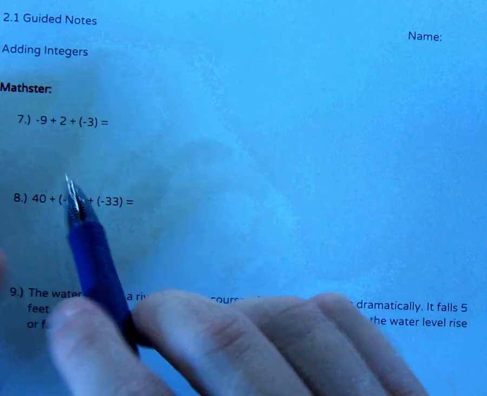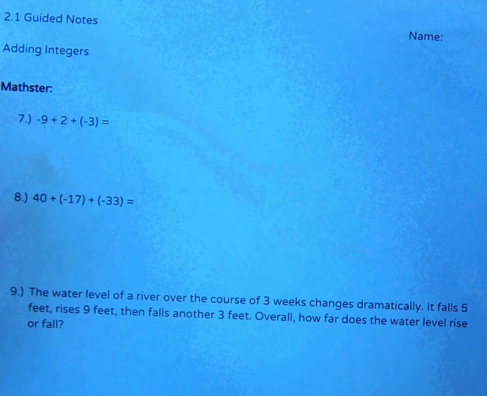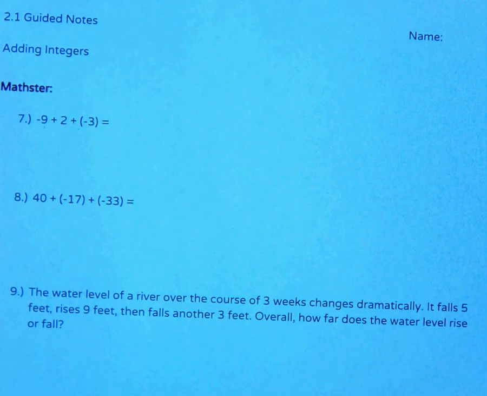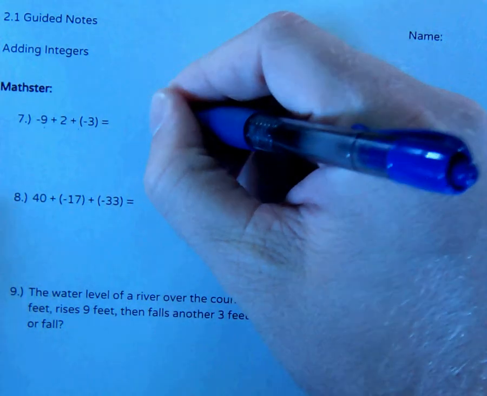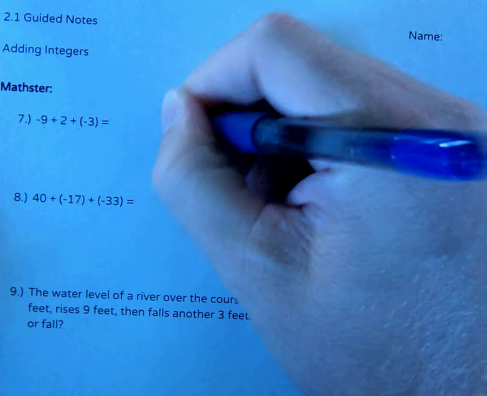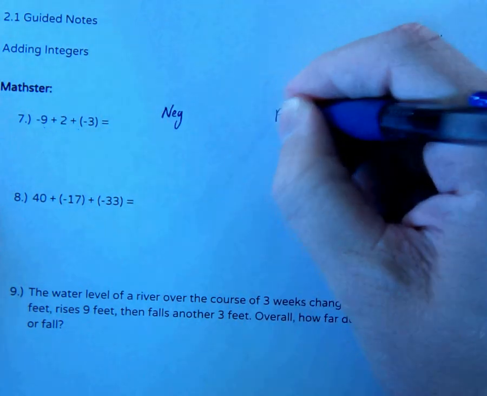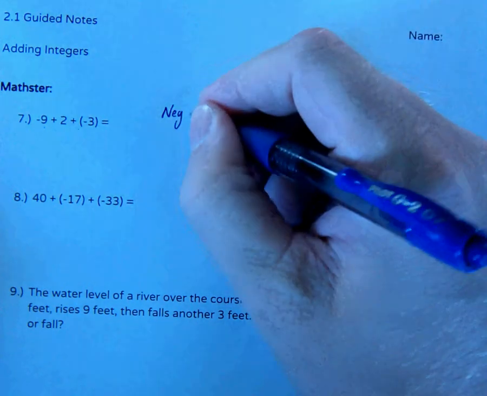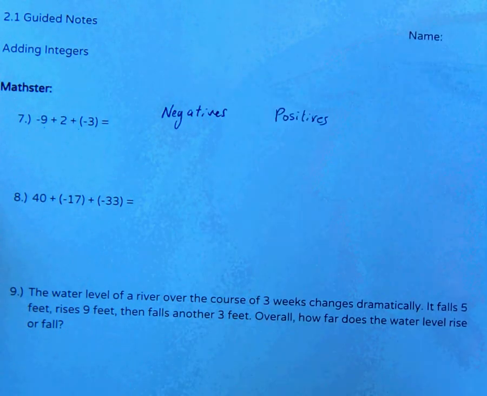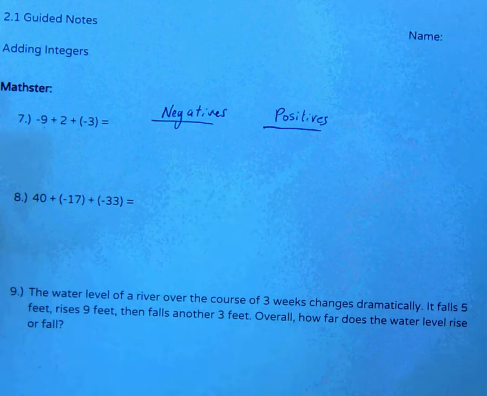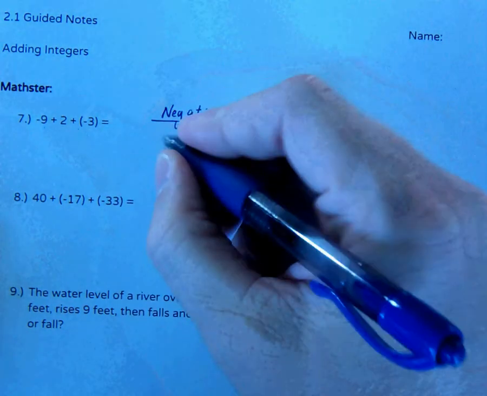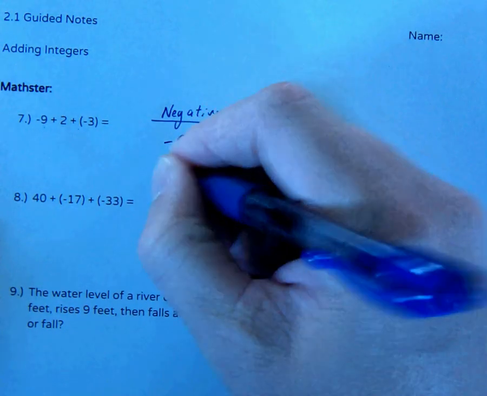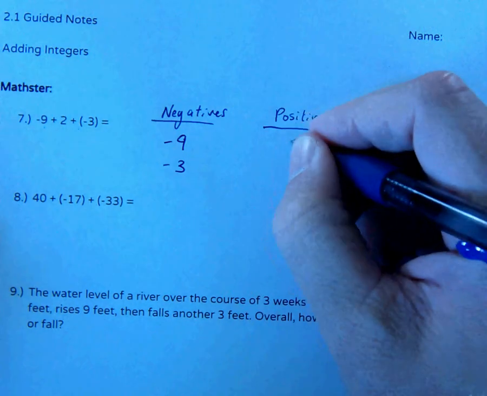So if I said negative 9 plus 2 plus negative 3, now we're getting into more complex problems. I've got three numbers. So what I always do is I make a column for negatives and a column for positives. And that helps me when I'm doing calculations. What I mean by that is if I put negative 9 over here, negative 3 over here, and then I put 2 over here.